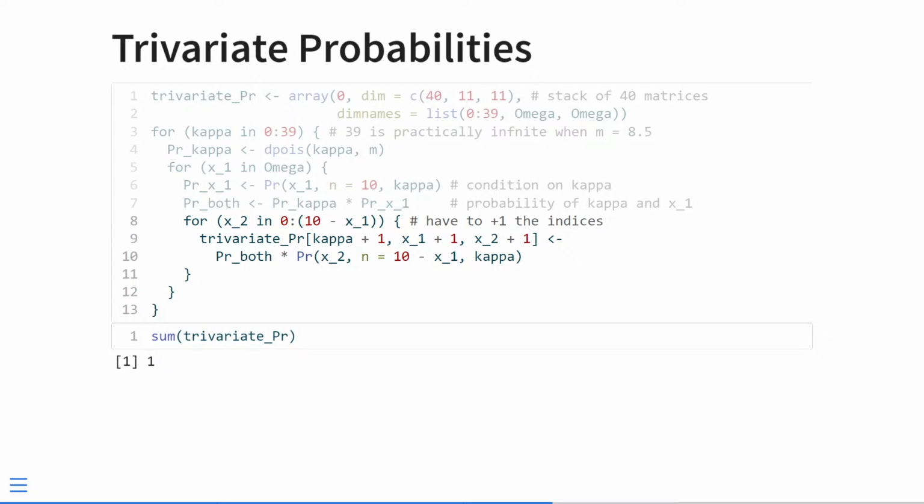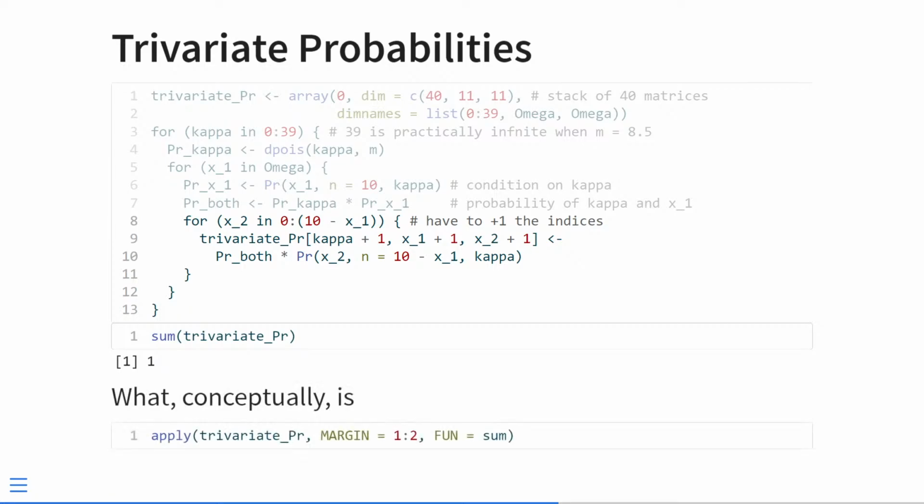So at the conclusion of all three of those loops, I have a 40 by 11 by 11 structure. And if I sum those all up, I get 1, or arbitrarily close to 1, because I did this correctly. And so now we can think about the relative values of each of these. The apply function is very useful in R, but you may not have seen it before.